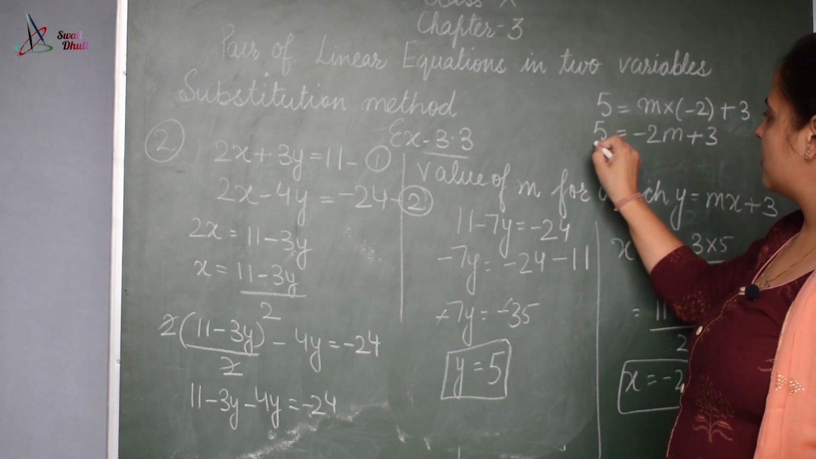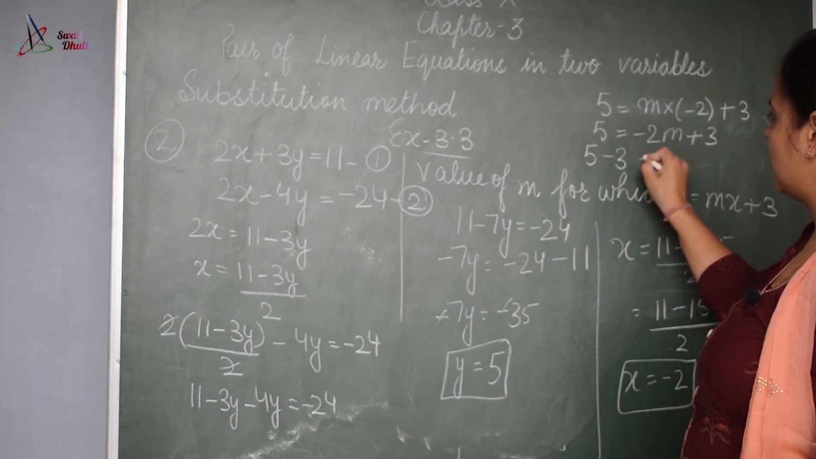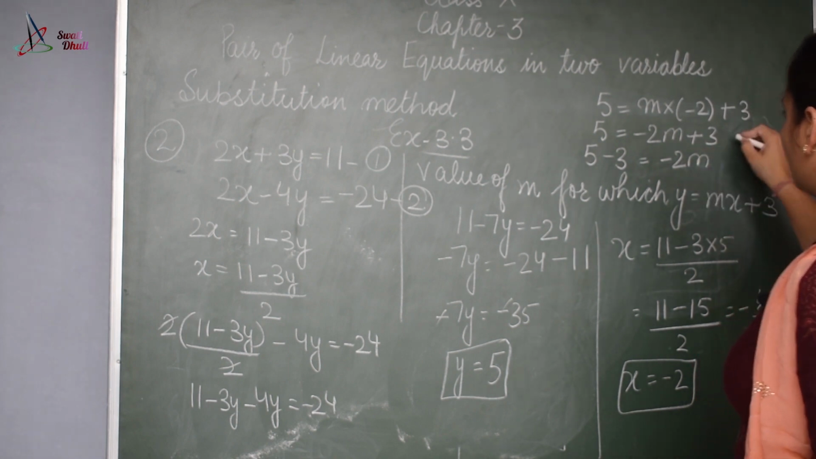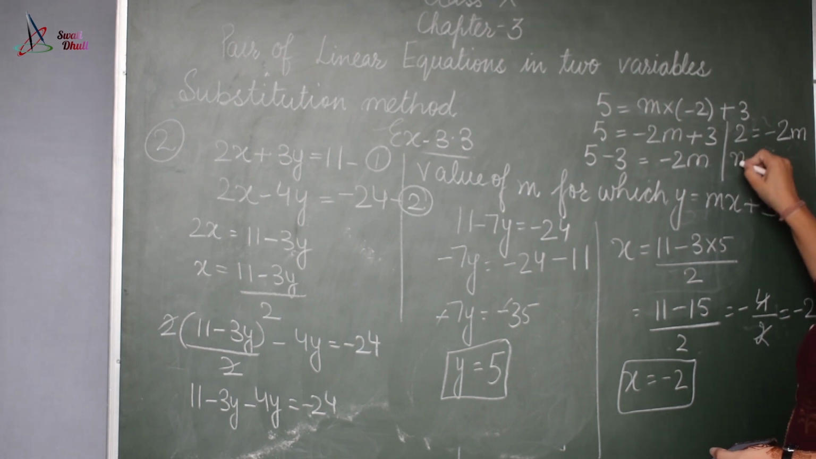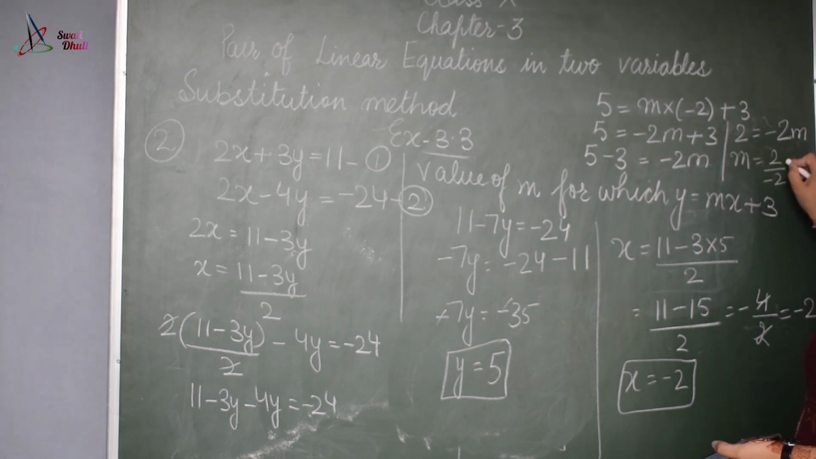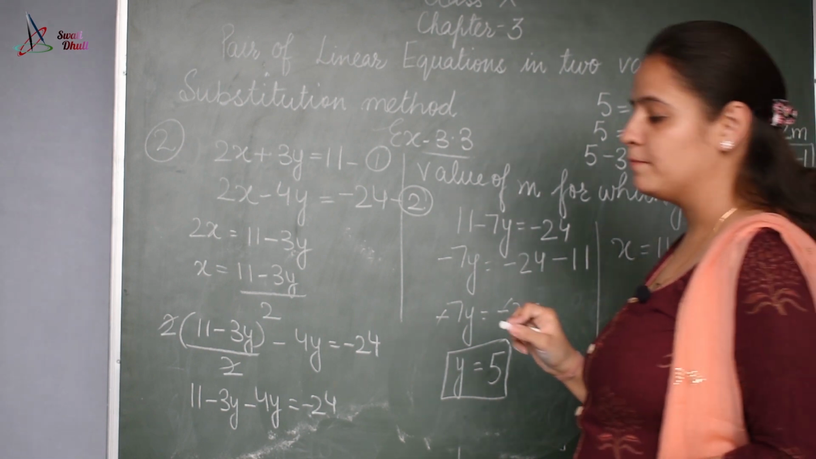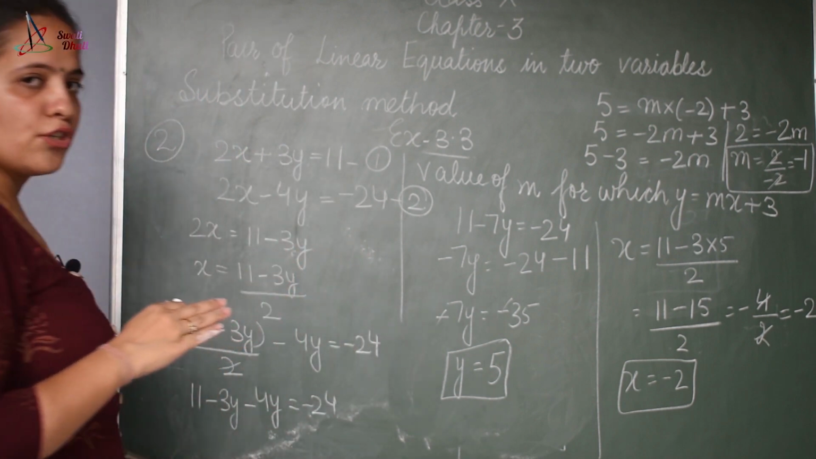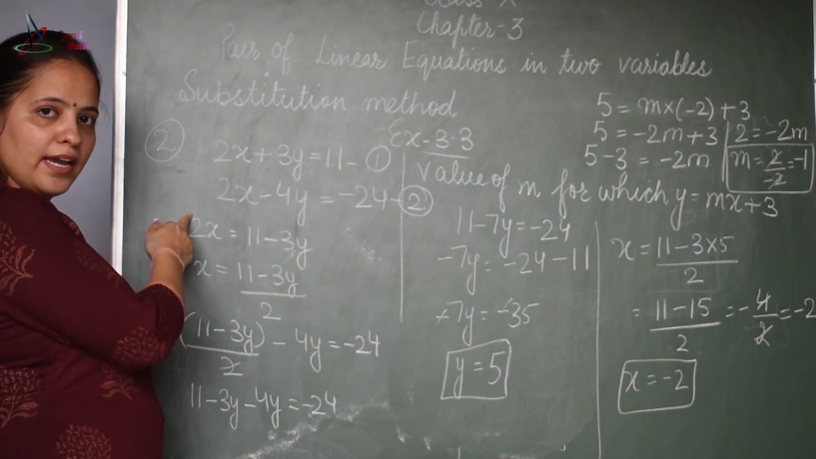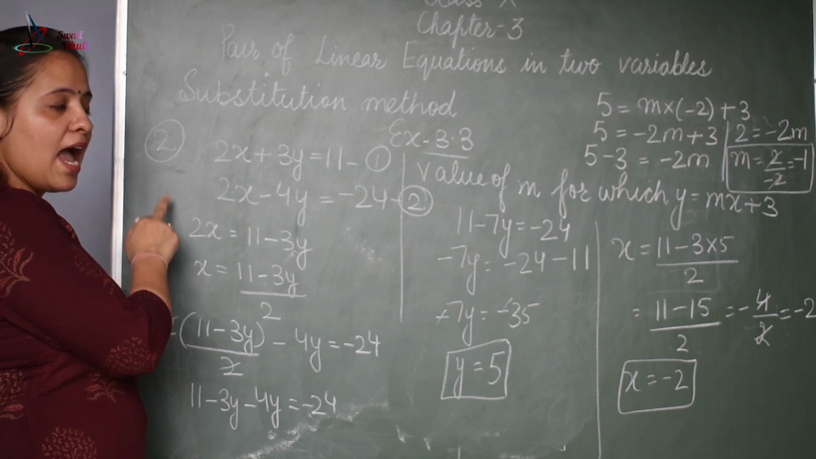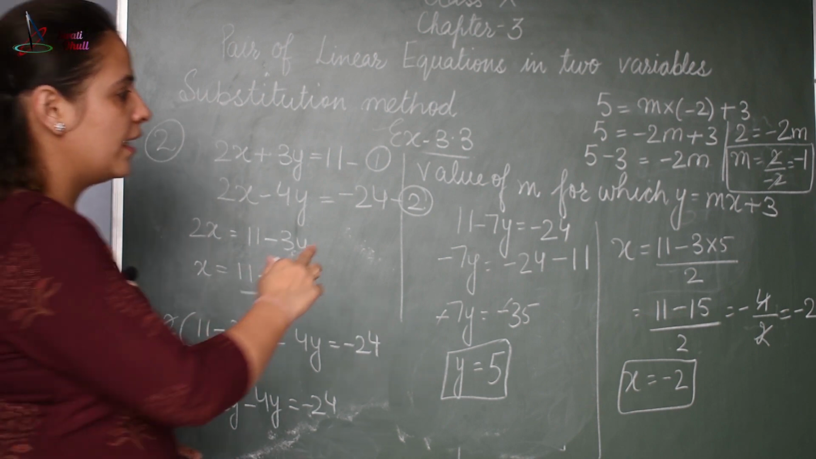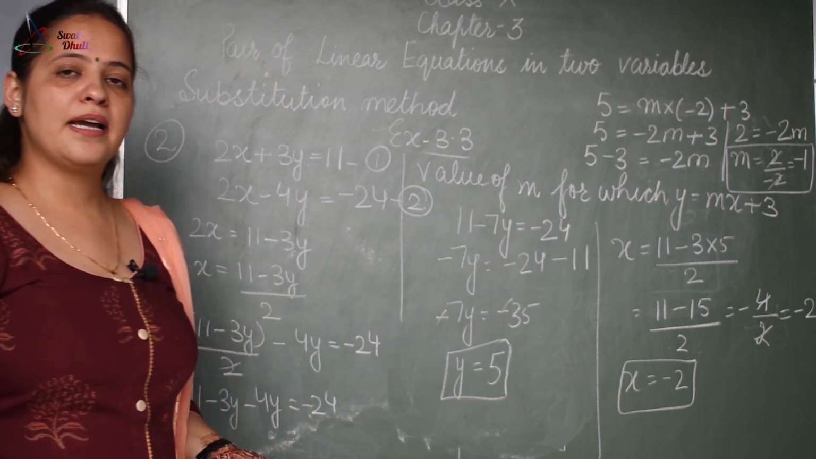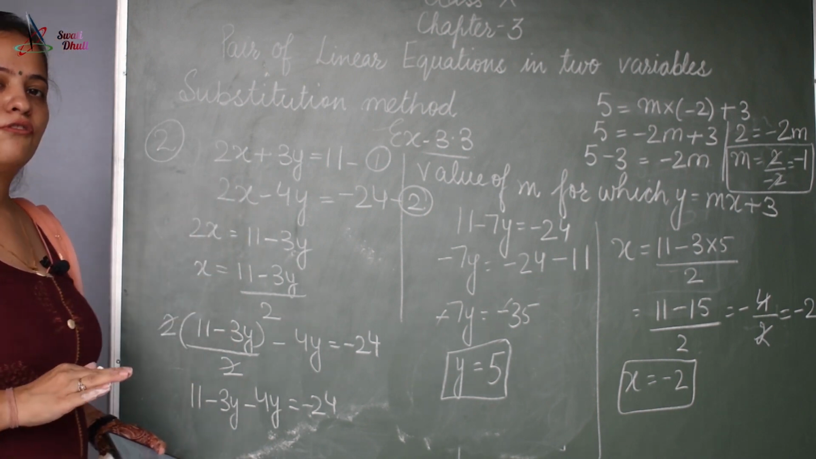When it will be transposed here, it will be 5 minus 3 is equal to minus 2m. So what you will get here? 2 is equal to minus 2m. So m is equal to 2 upon minus 2. That means cancelled out. You will get m as minus 1. So first of all, in this question, we need to solve for x and y by using substitution method. As the exercise is based on substitution method, so you have to use substitution method here. And then you have to find out the value of m by substituting the value of x and y.